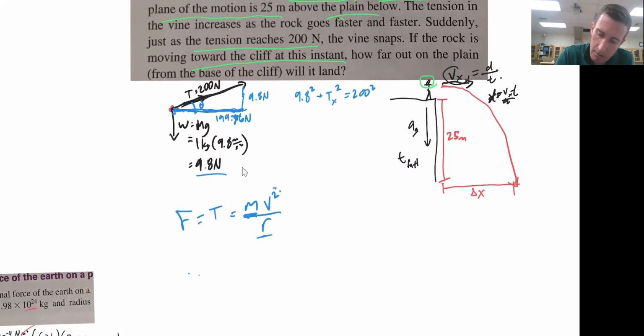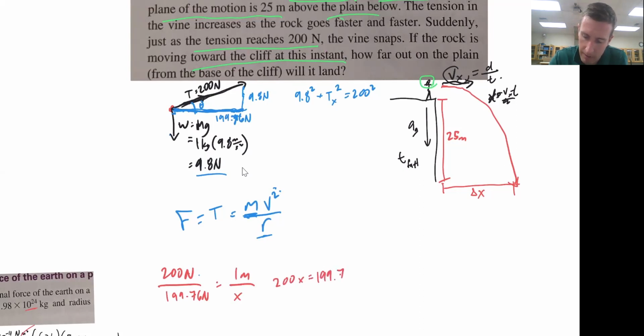in my proportions here, 200 newtons is equivalent to 199.76 newtons, as 1 meter is equivalent to the horizontal length there. So I'll cross multiply. 200x equals 199.76 newton meters. Divide by 200 gives me a value 0.99879. It's effectively 1.